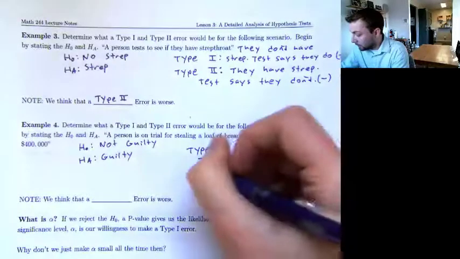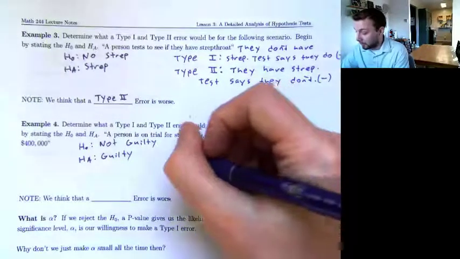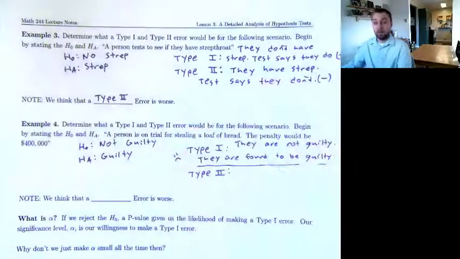Now let's think about what this means in the context of the fine. So they are not guilty. They did not steal a loaf of bread. And yet they got penalized $400,000 for something they did not do. I would consider this to be a pretty bad situation here. That's type 1.